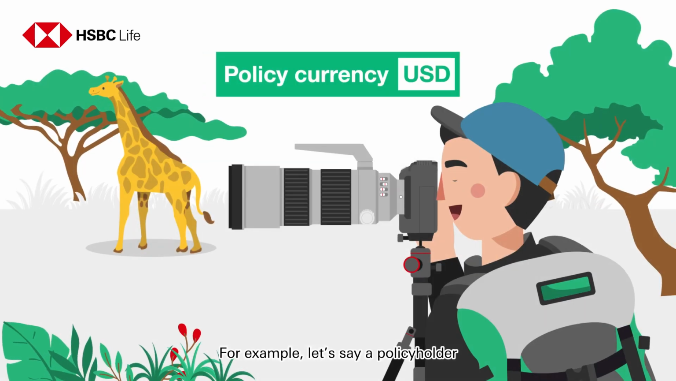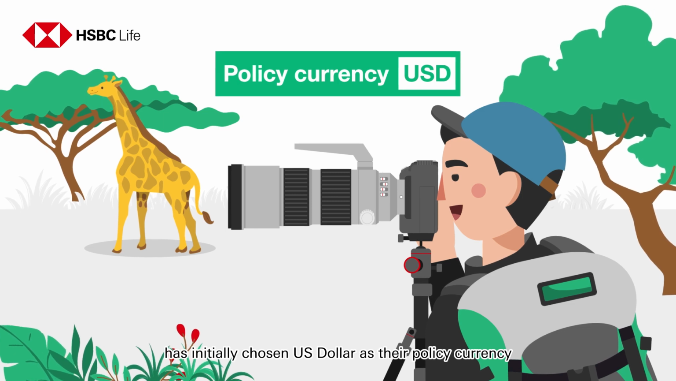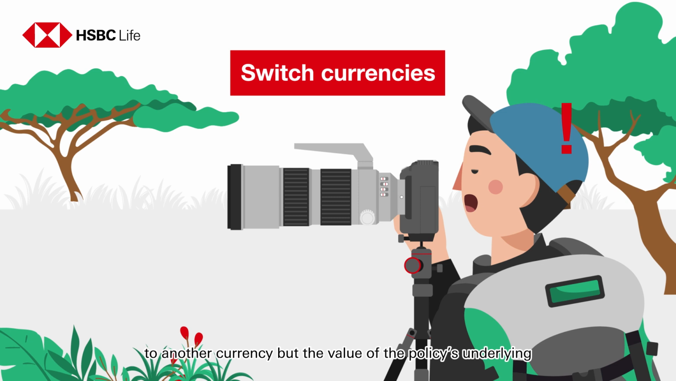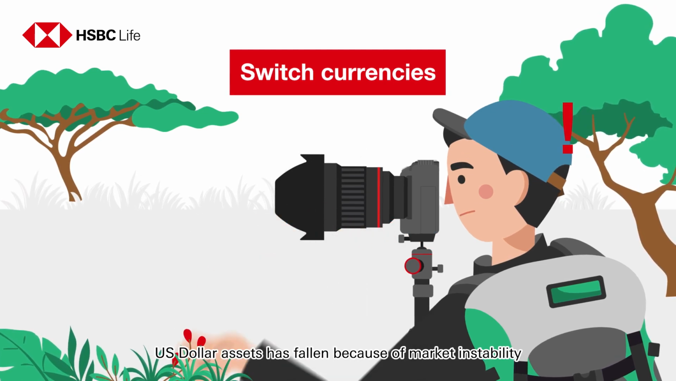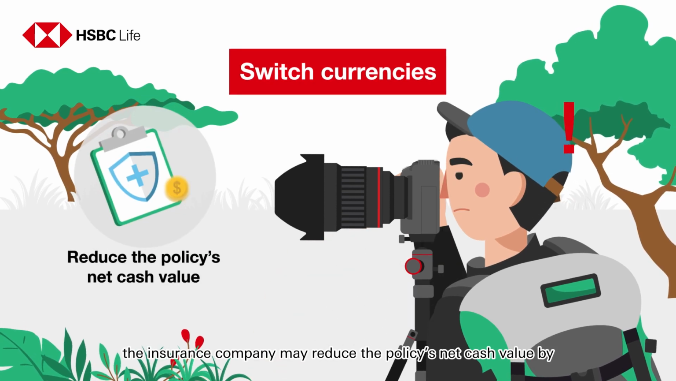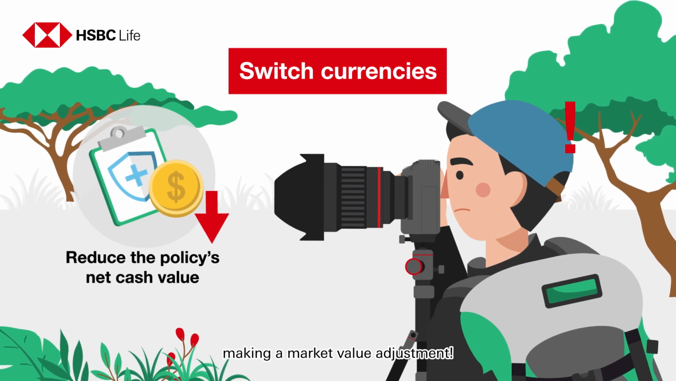For example, let's say a policyholder has initially chosen US dollar as their policy currency. If midway through the policy term, the policyholder wants to switch to another currency, but the value of the policy's underlying US dollar assets has fallen because of market instability, the insurance company may reduce the policy's net cash value by making a market value adjustment.